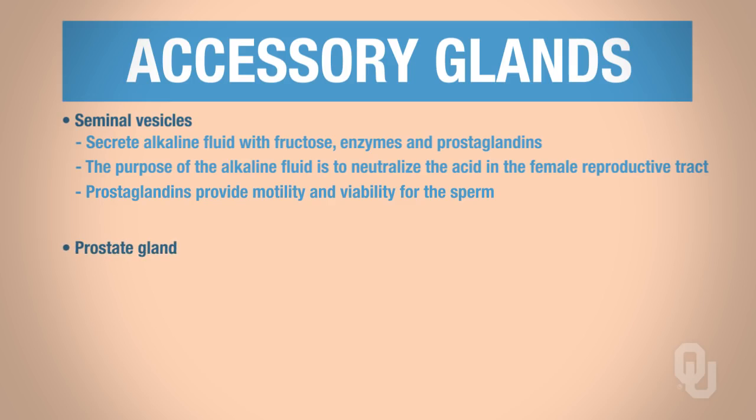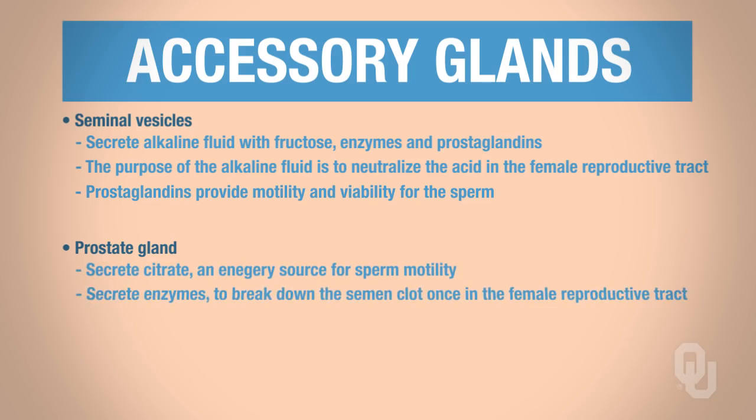The prostate gland is another accessory gland. The prostate gland secretes citrate, which is an energy source for sperm motility, and enzymes that will break down the semen clot once it is in the female reproductive tract. Okay, so take a second to make sure you understand. The semen clots during ejaculation and is then broken down once it's inside the female reproductive tract. The last accessory gland is the bulbourethral glands. These glands secrete a fluid that contains mucus. Why is mucus important? It serves as a lubricant.